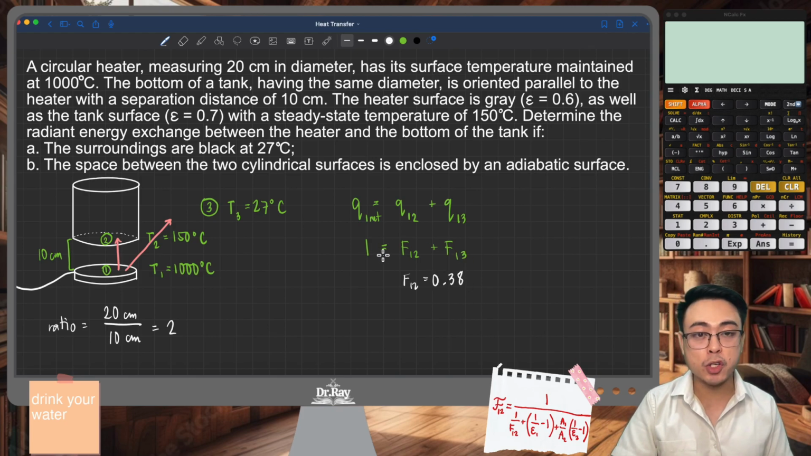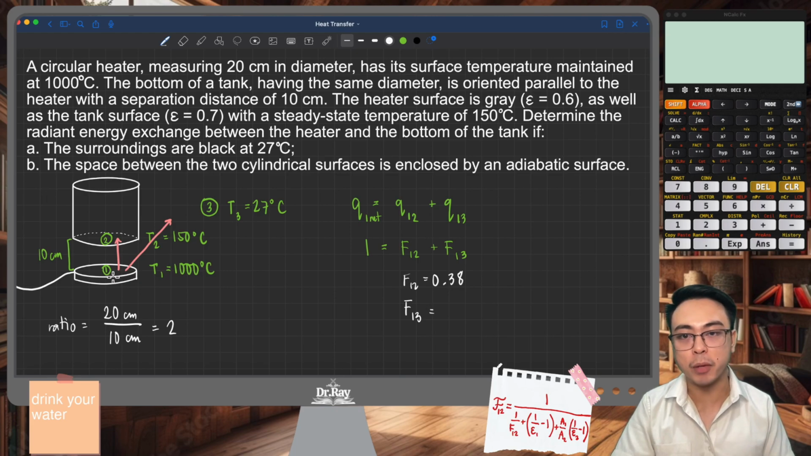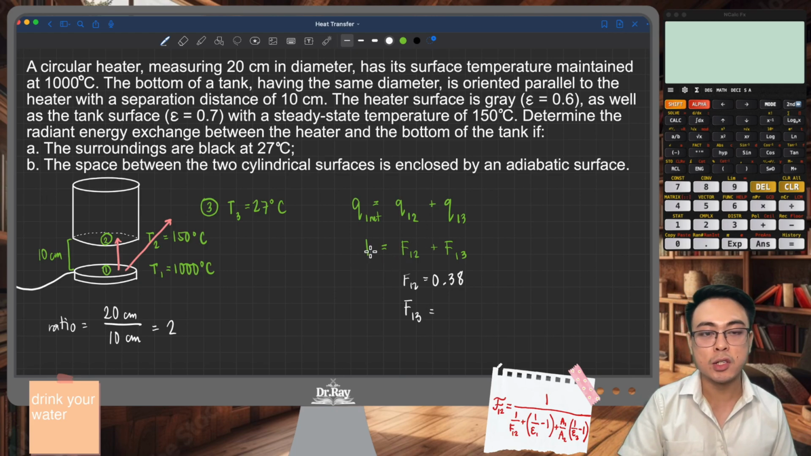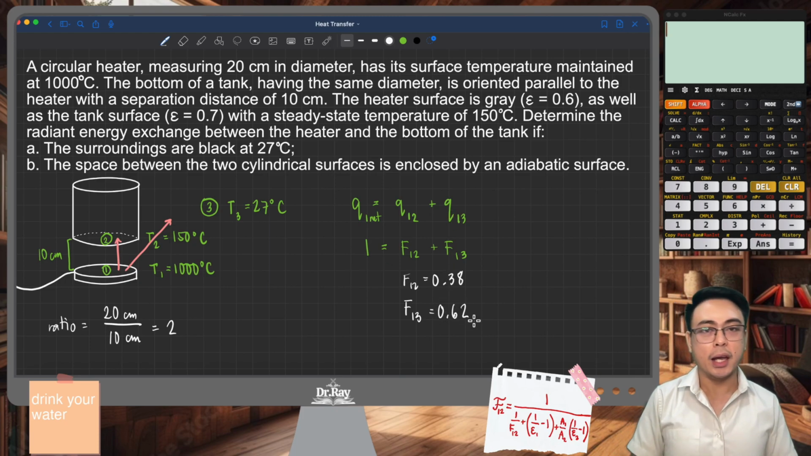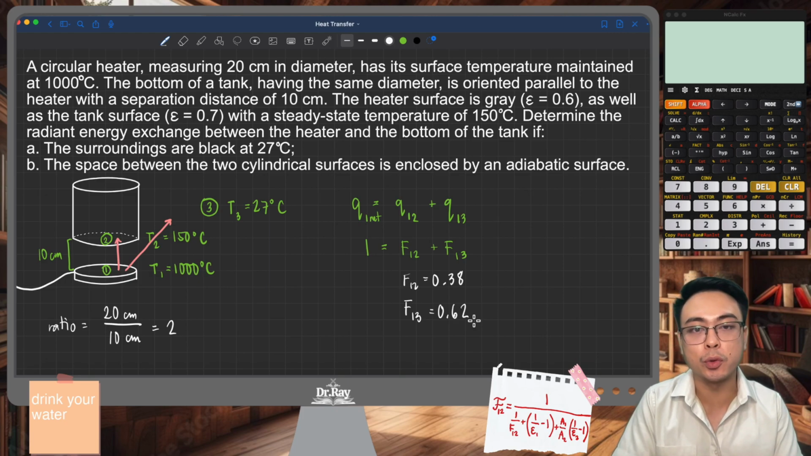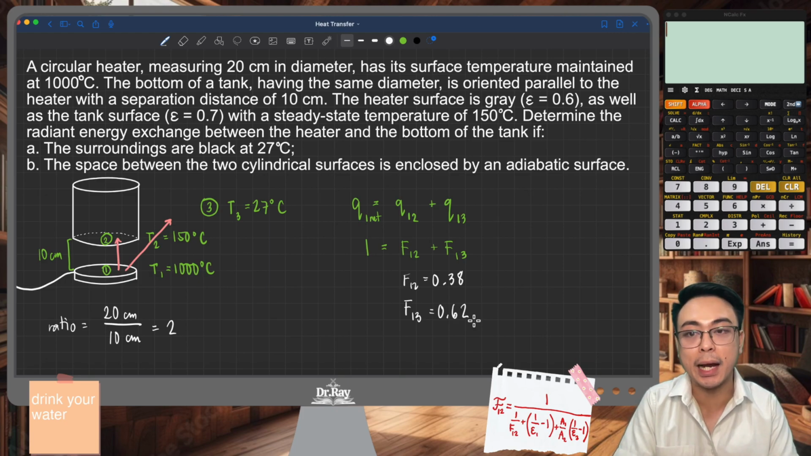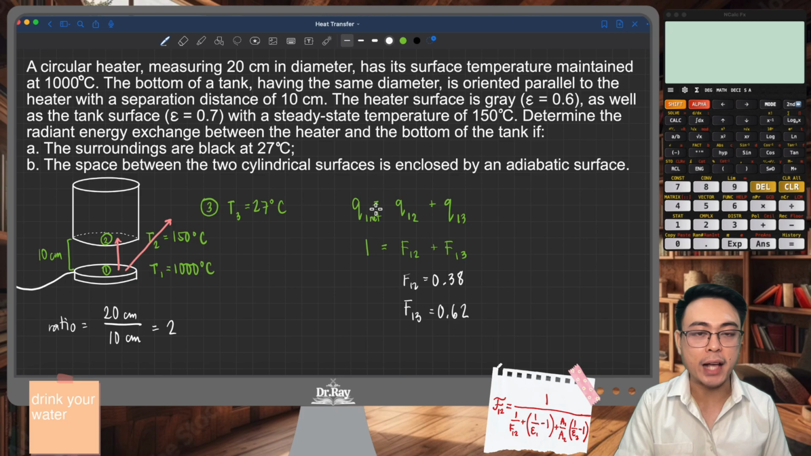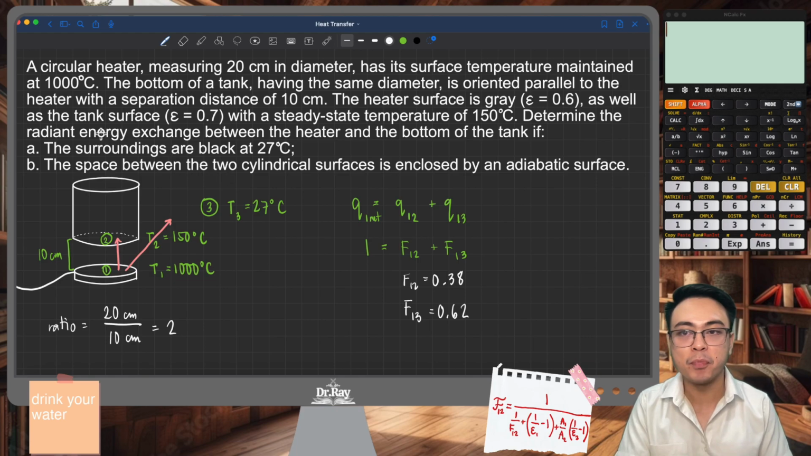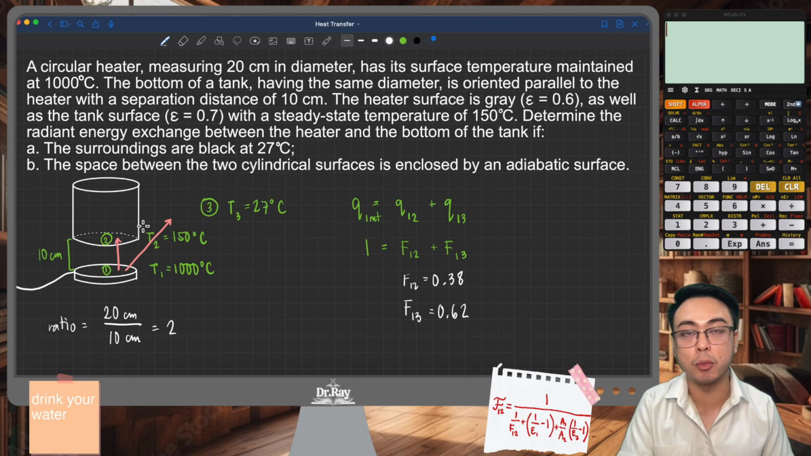Since we have already established the view factor algebra earlier, we can also now solve for F13, which is the view factor from plate number 1 to the surroundings, which is simply 1 minus 0.38 or 0.62. And that is all we need right now in order to quantify the rate of heat transfer from plate 1 to plate 2. Now, we do have to take note that the problem is not asking us for the net amount of energy, right? We are being asked for the radiant energy exchange between the heater and the bottom of the tank, and that is only Q12.